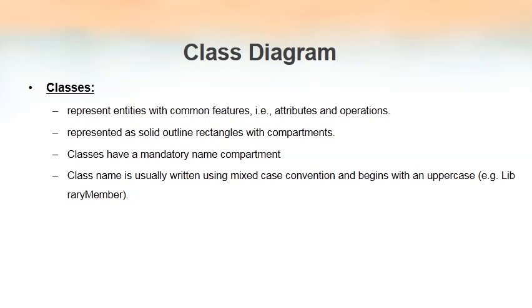LibraryMember is the name of the class, and see how we are writing it. There are 2 words in this class name. Each word begins with a capital letter and there is no space between those 2 words. Library is one word, member is another word. So when we name a class like this, the 2 words, Library and Member, must begin with a capital letter. All the other letters must be small letters, and there should not be any space between the words Library and Member.